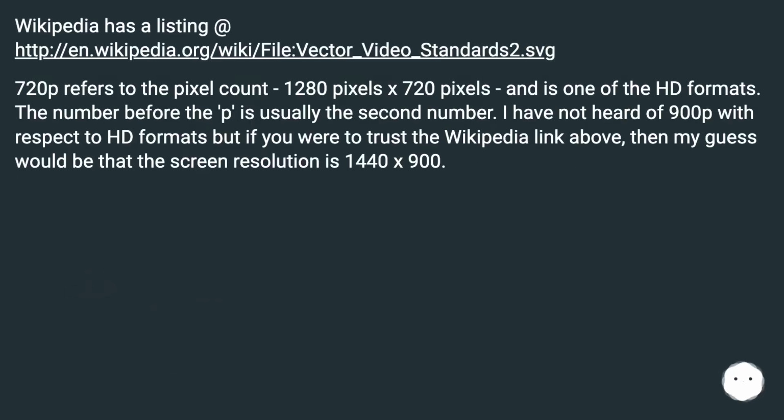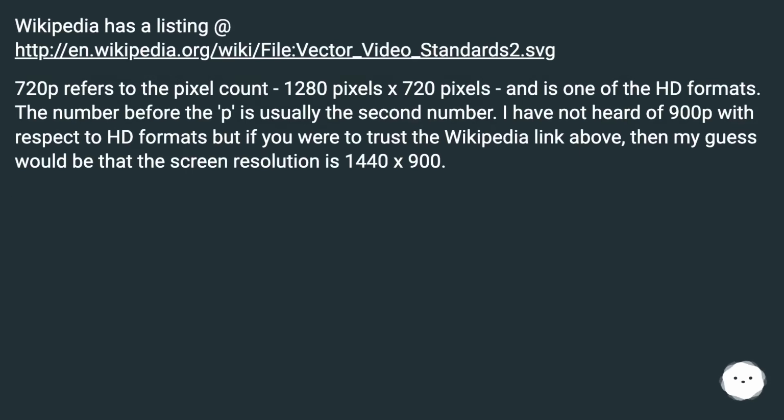1080p is 1920 x 1080. 900p is 1600 x 900. 720p is 1280 x 720. Wikipedia has a listing at this URL.